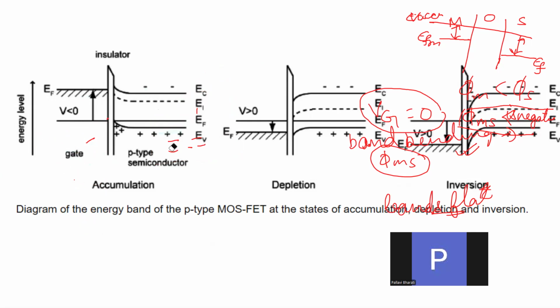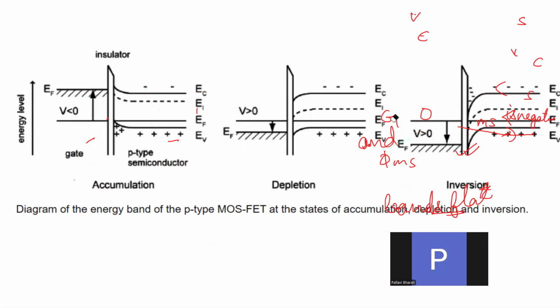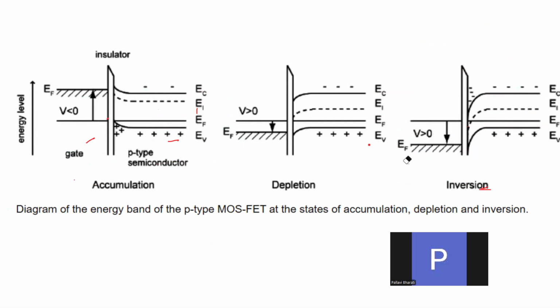We call it accumulation and inversion with respect to the substrate, not with the channel. Here in a P substrate, when the substrate is P type, the channel has to be created N type. So with respect to the substrate, the channel is N, so we say inversion has happened. But when the P substrate is positive, meaning more holes are there, and holes are attracted, we say it is the accumulation region.